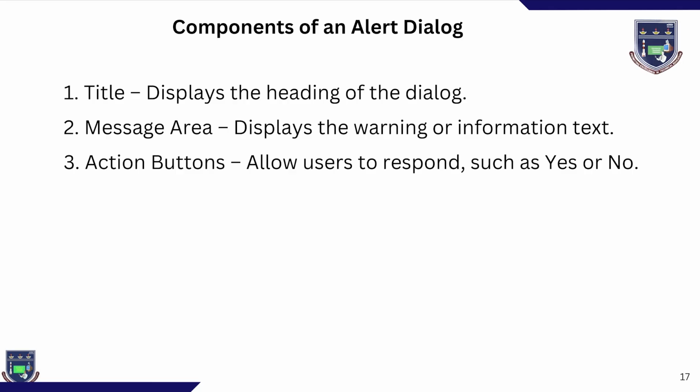Next we will see what the components of an alert dialog box are. An alert dialog typically contains three important components. The first is the title, which displays the heading of the dialog. Second, we have the message area, which displays the warning or information text. Third is the action buttons, which allow the user to respond, such as yes or no.